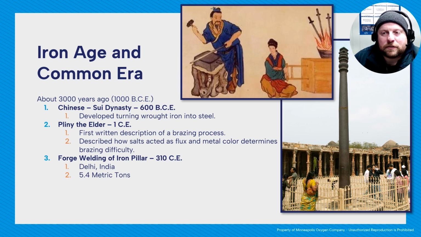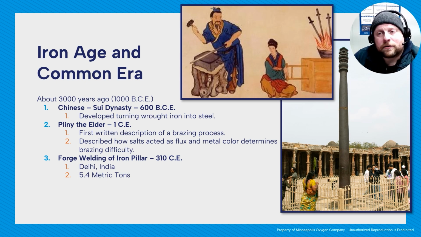So he was one of the first to describe how salts act as a flux, and how metal color determines the brazing difficulty. If you've worked with steel before, you've seen that some of it is blue, some of it's shiny, some of it's gray. That all has to do with different levels of oxidation based on the different ways that the steel was produced, and that can all affect how well it can actually be joined together.